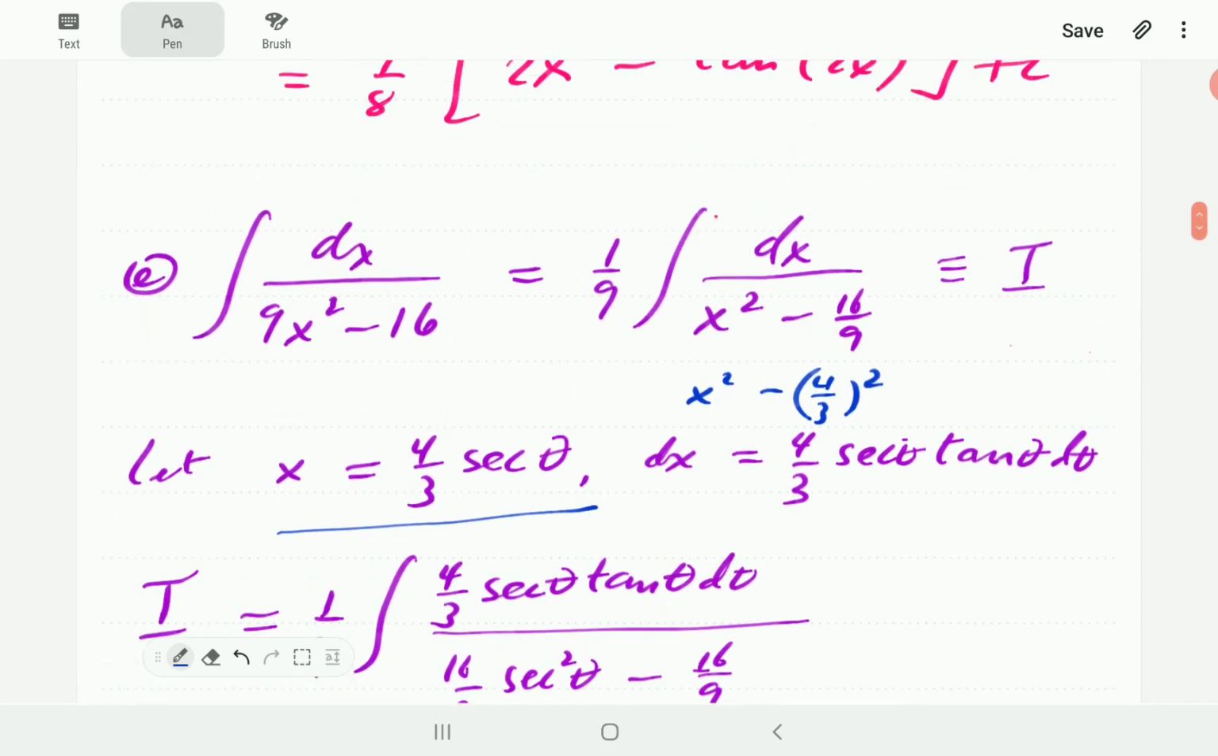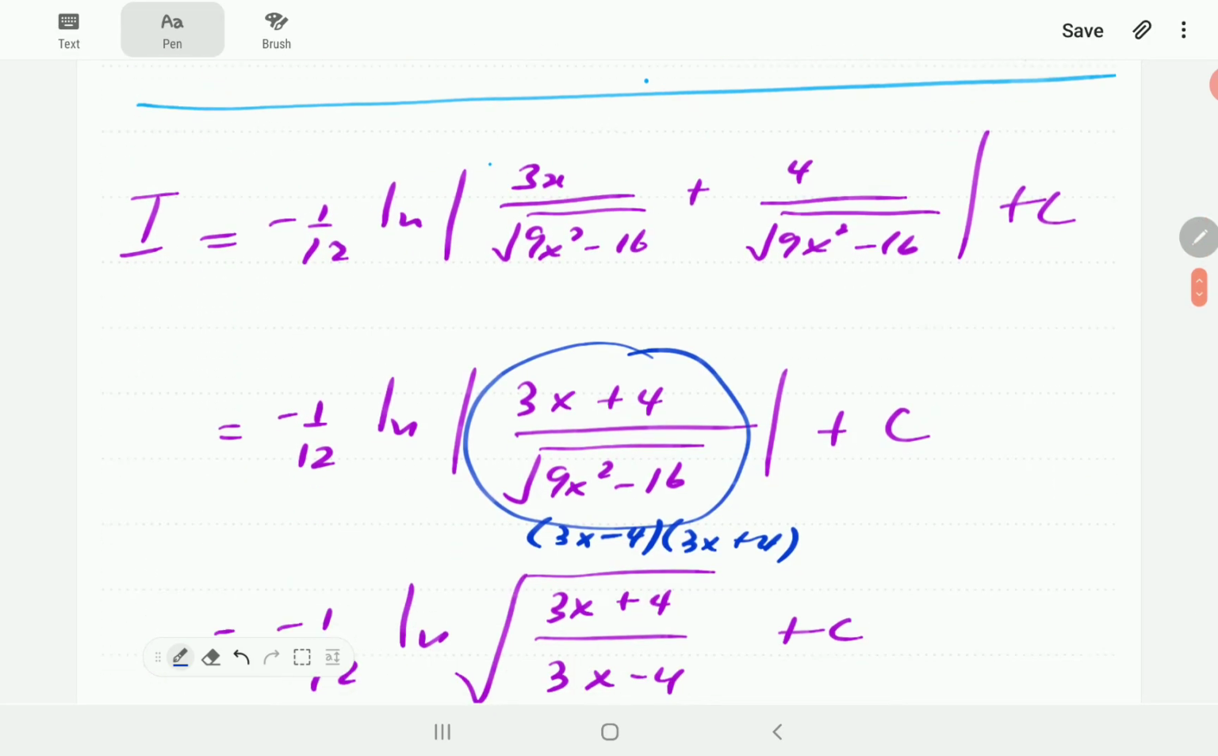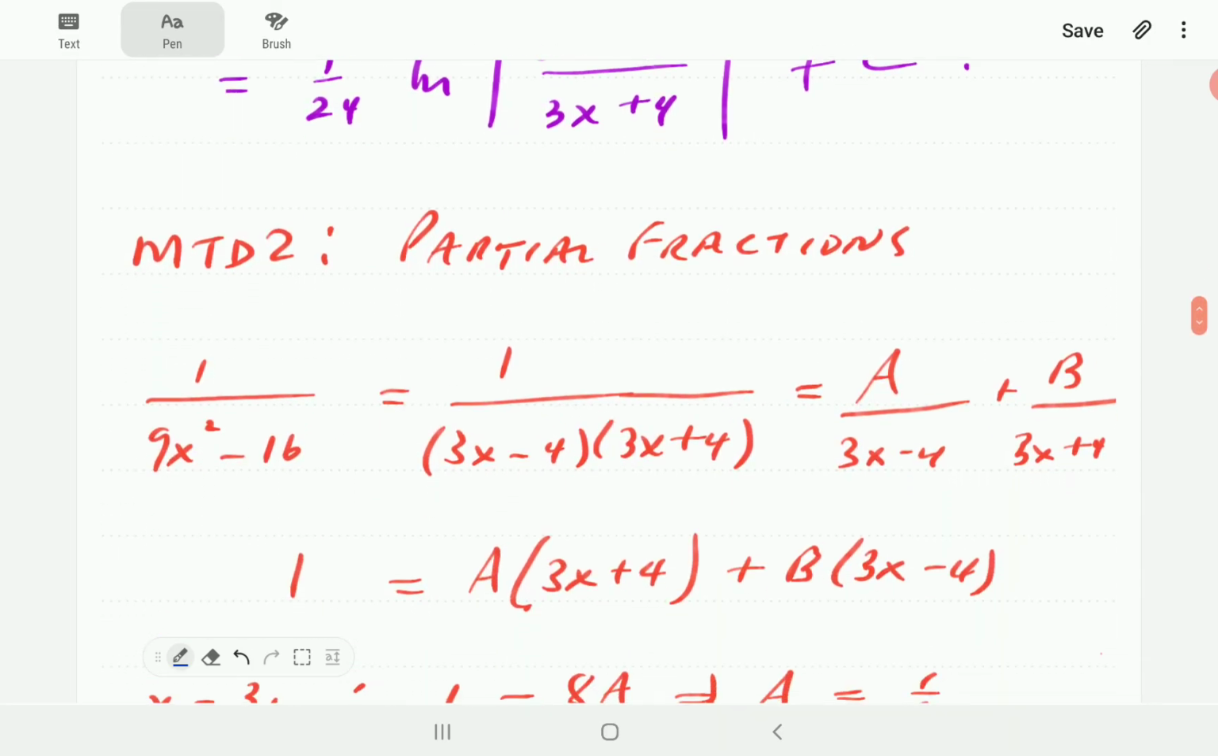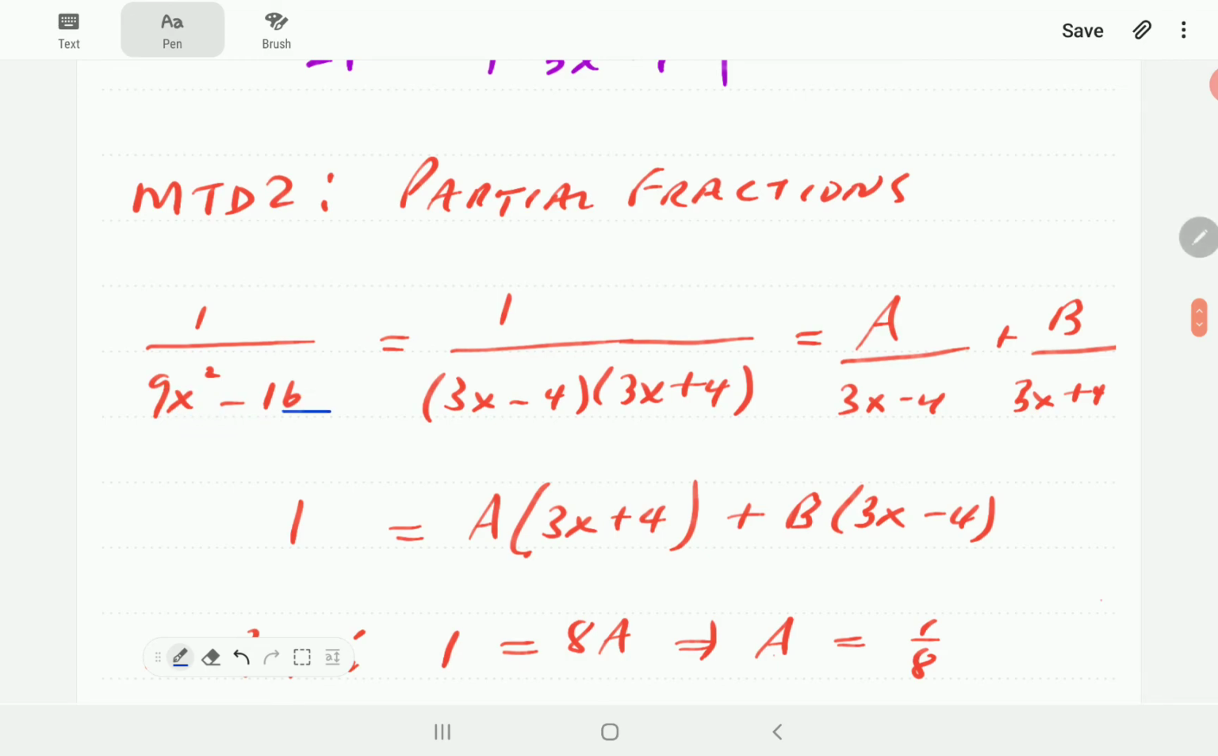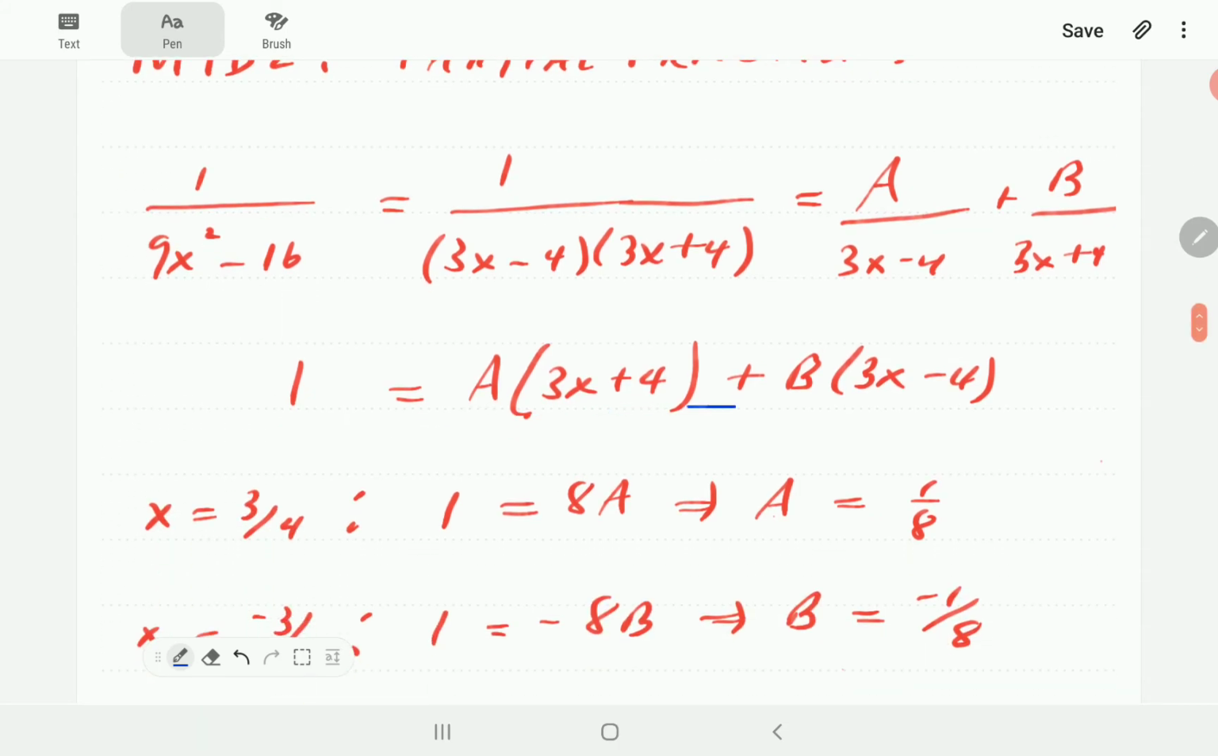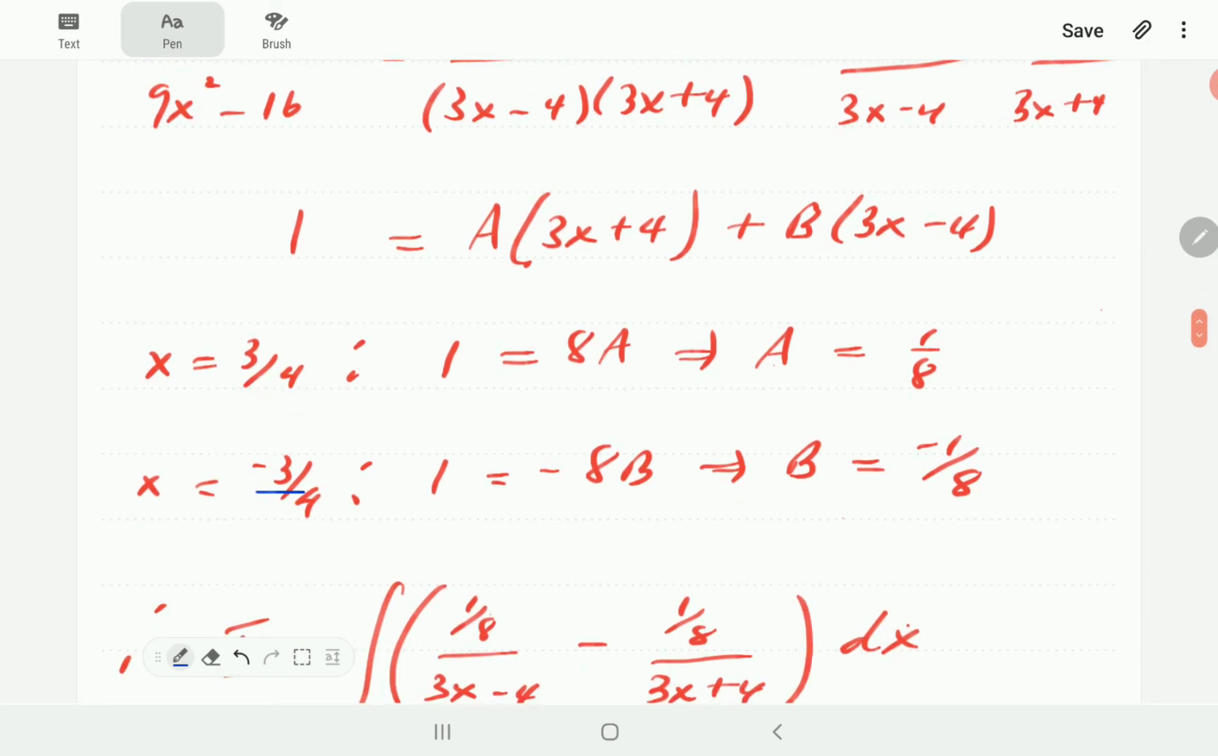Incidentally, since this is a rational function and this time the denominator is factorable, we could use partial fractions as well here. So I'm going to show how this works out. So our method 2: we factorize the denominator, we resolve this into partial fractions, we clear the fractions here, so we plug in the two roots, gives us A is 1 over 8 and B is negative 1 over 8.